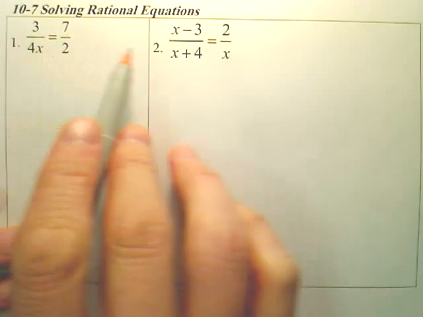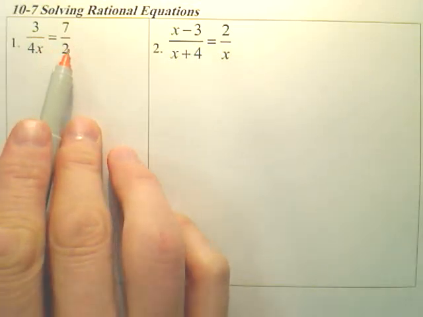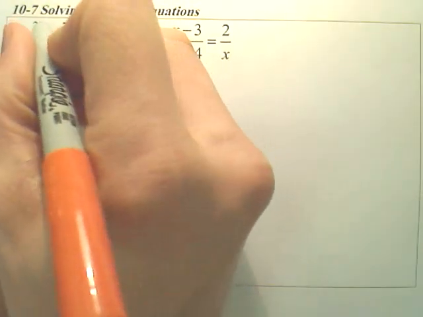Let's solve these rational equations. Whenever you have a fraction equal to a fraction, it's called a proportion. And it's pretty cool how you solve it. What you do is you just multiply straight across.